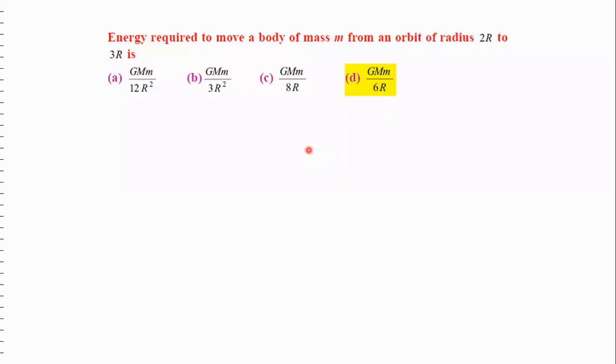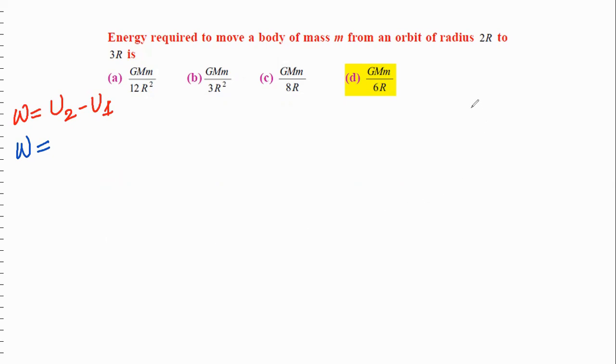Work done will be equal to the change in potential. Work done is equal to final potential minus initial potential. Work done is nothing but the difference in potential energy. So we have to move it from the orbit of radius 2r to 3r, so the change in potential energy will be equal to work done.